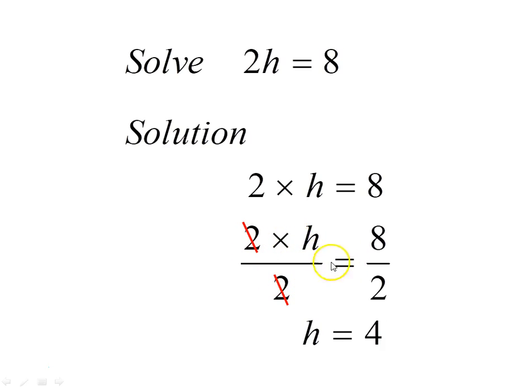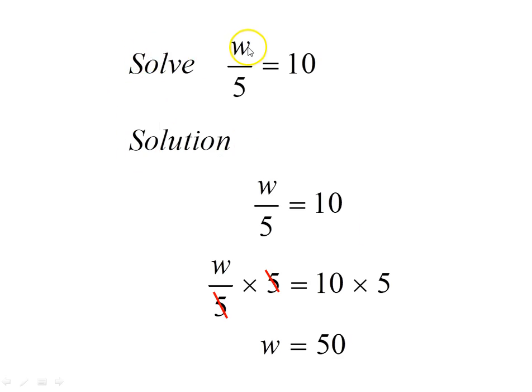But what you do to one side of the equal sign, you must do to the other. So if we divide this left-hand side by 2, we must divide the right-hand side by 2 as well. Well, the 2's here cancel out. We're left with h. 8 divided by 2 is 4. We're left with h equals 4. 2 times 4 is 8. So h equals 4 solves the equation.